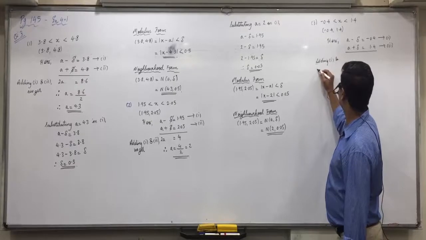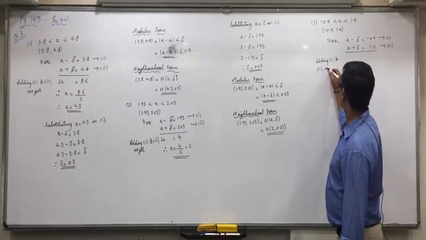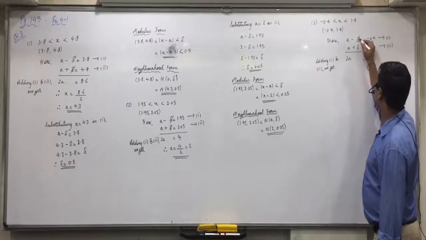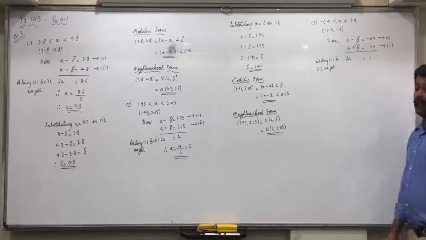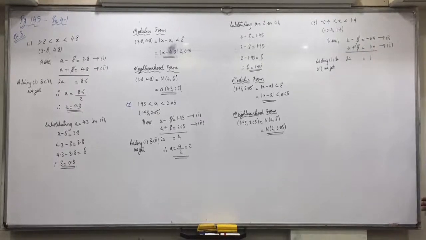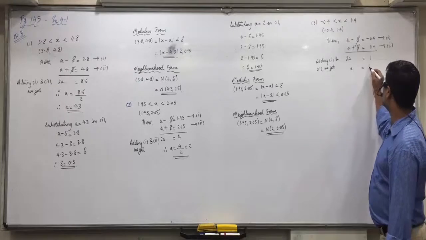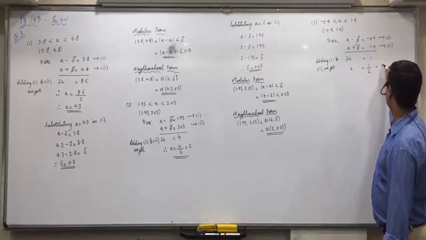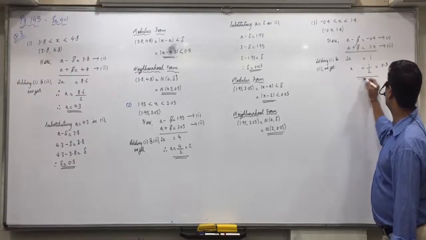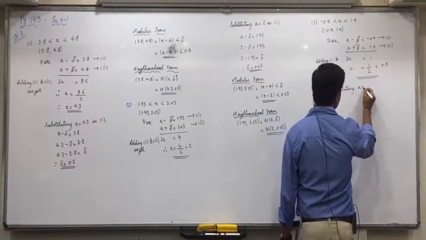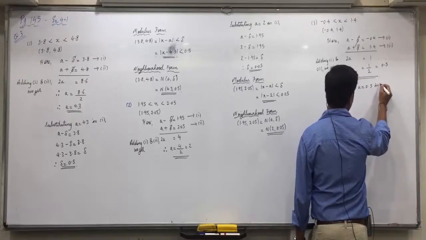Adding 1 and 2, we get 2a equals 1. A plus a is 2a, and minus 0.4 plus 1.4 will be 1. Further, the 2 on the right side will get divided. So a is 0.5. Is everyone clear with this? a equals 0.5 in 1.